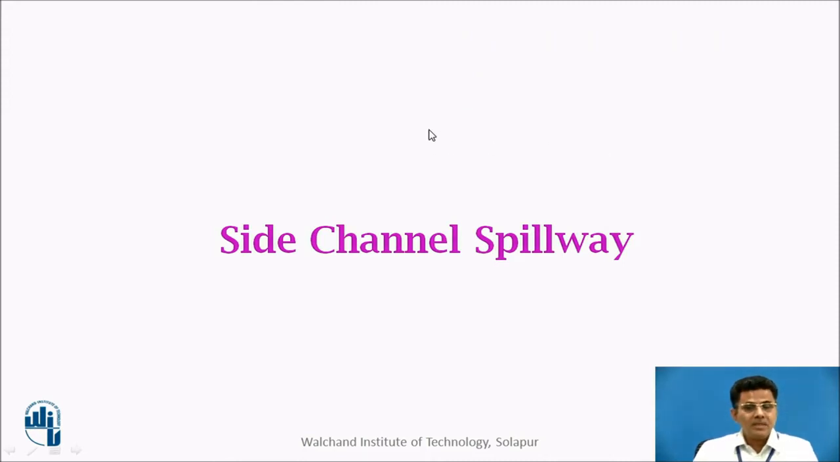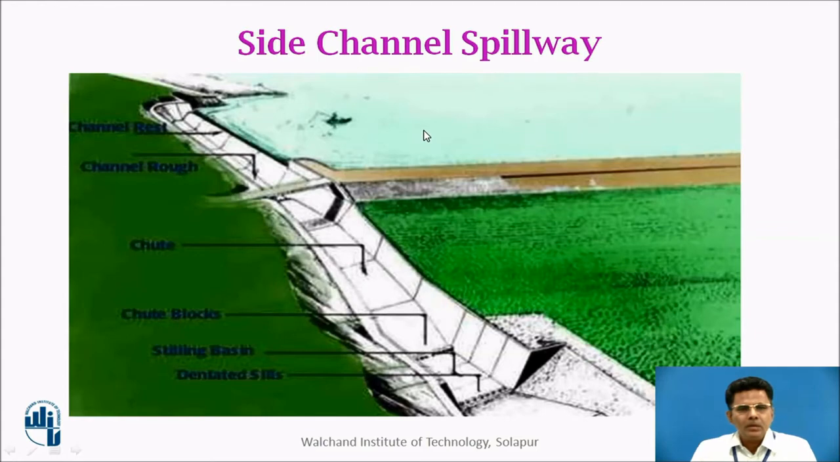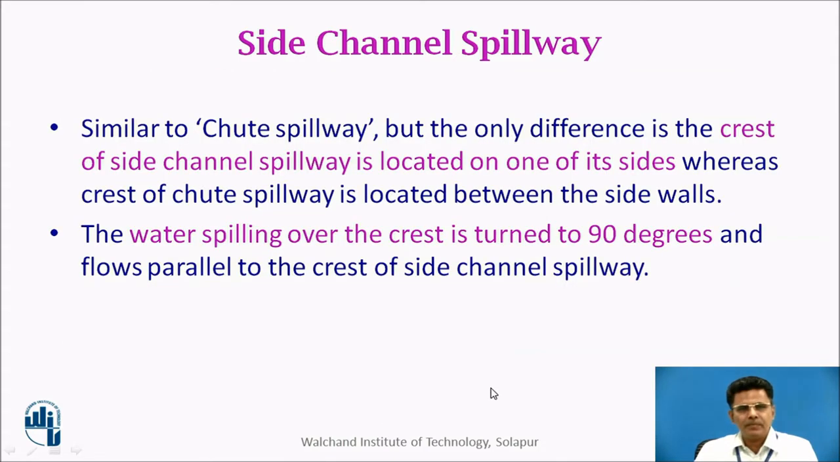Now, let us discuss the side channel spillway. What is a side channel spillway? This is the main dam, whereas this is a spillway which makes an angle of almost 90 degrees or more. As it is not possible to provide sufficient crest length in the main dam body, we are providing sufficient crest length here, so that water will cross the spillway, take a 90 degree turn, then flow through a steep channel and go downstream. So, this is called a side channel spillway.